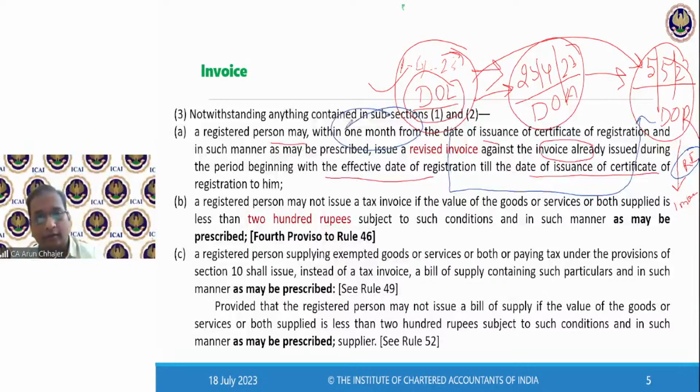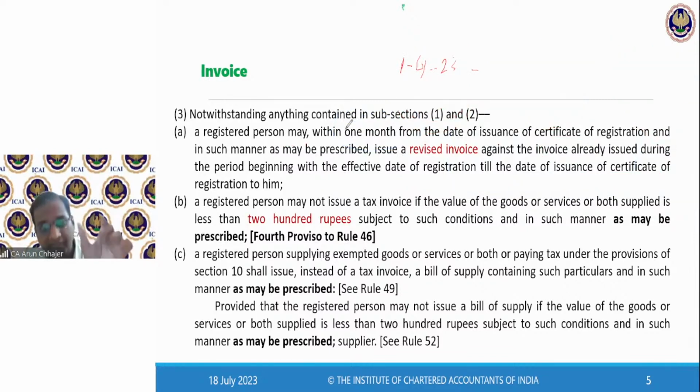Okay? And please tell me, the supply made by me between this period, effective date till the date of the certificate of registration, it has to be disclosed in which return? Yesterday, we have discussed that this supply would be disclosed in the return. Which return? Kindly tell me.